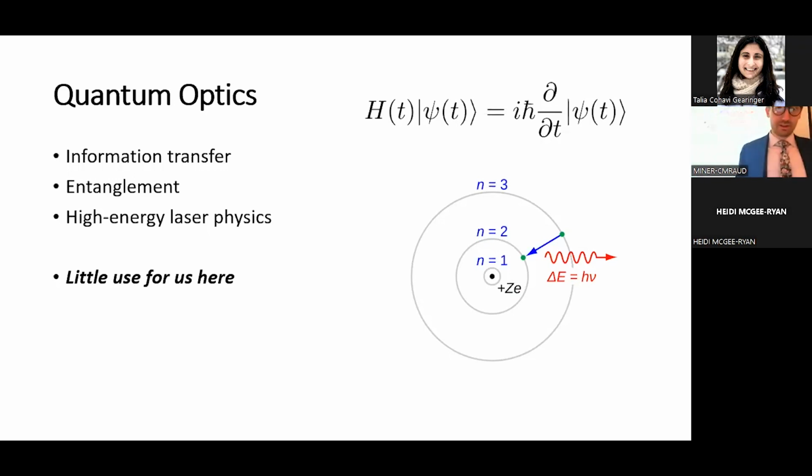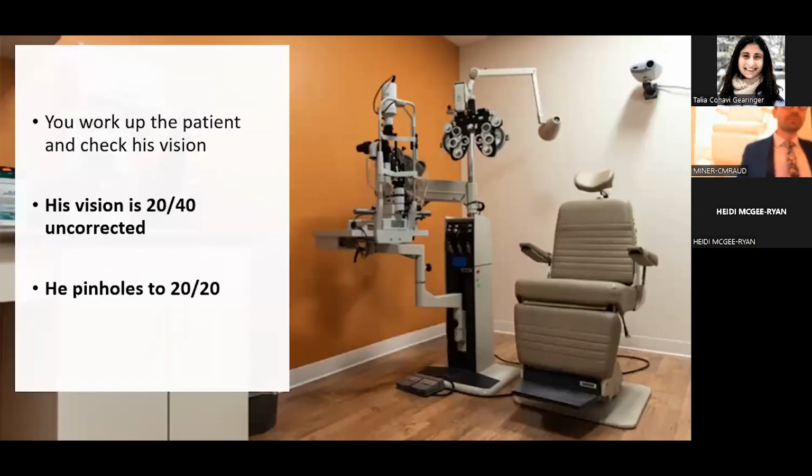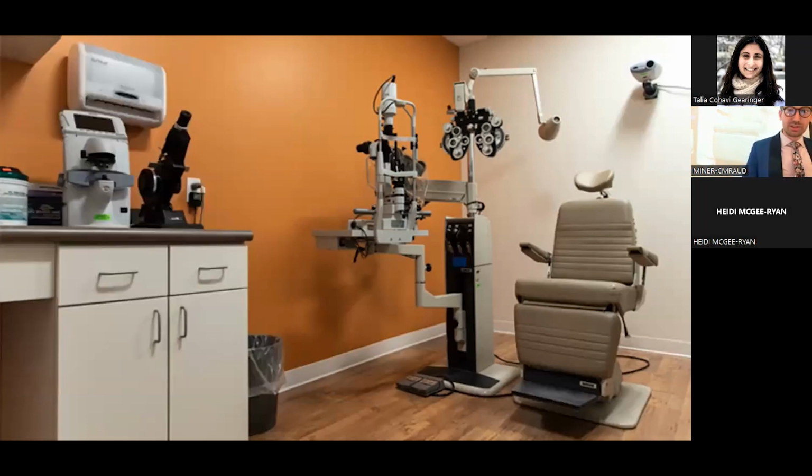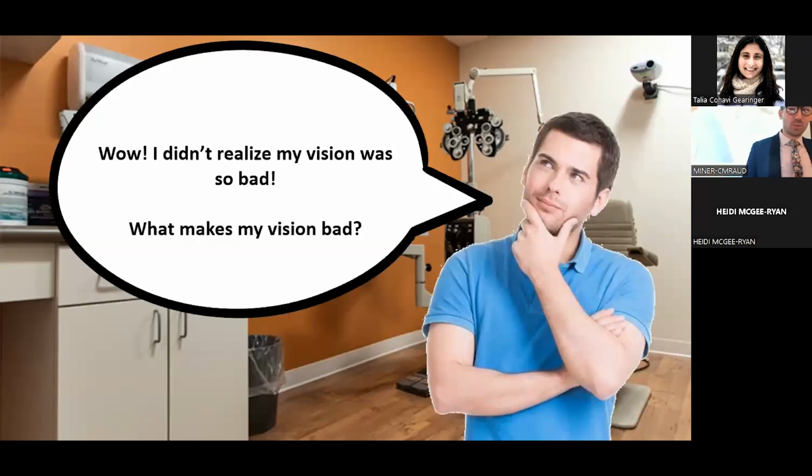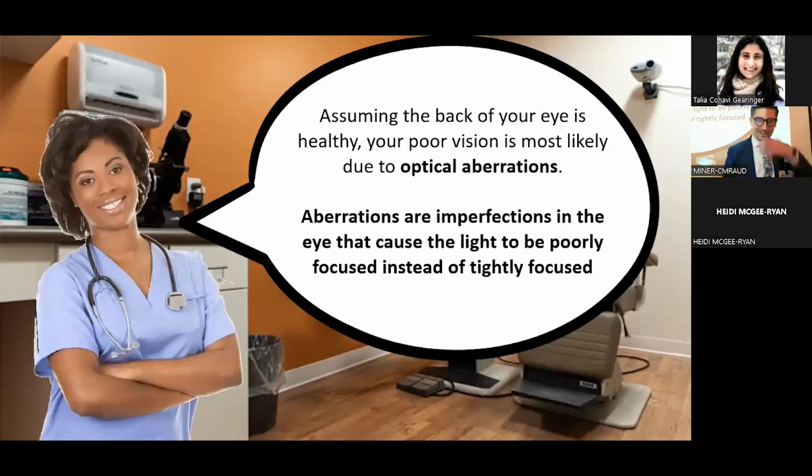So your patient satisfied, you work him up and check his vision, and he's 20/40 uncorrected, but he pinholes to 20/20. He's back. It's like, wow, I didn't realize my vision was so bad. What makes my vision bad? Well, assuming the back of your eye is good, assuming there are no big problems in the back of the eye, it's probably due to your optical aberrations. What do I mean by optical aberrations?